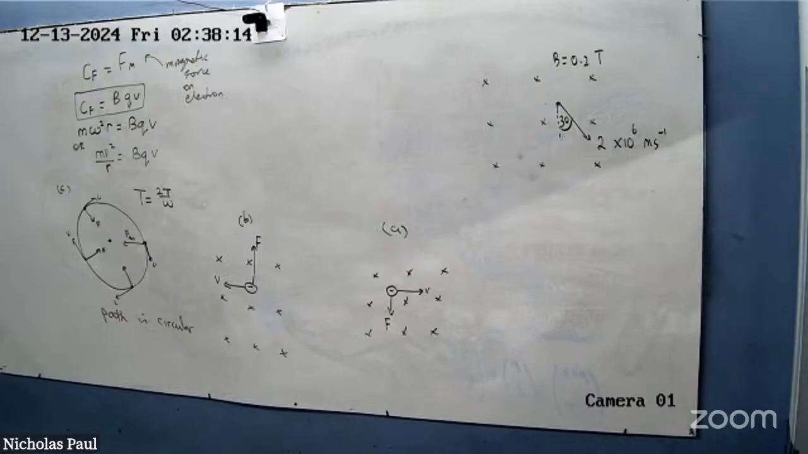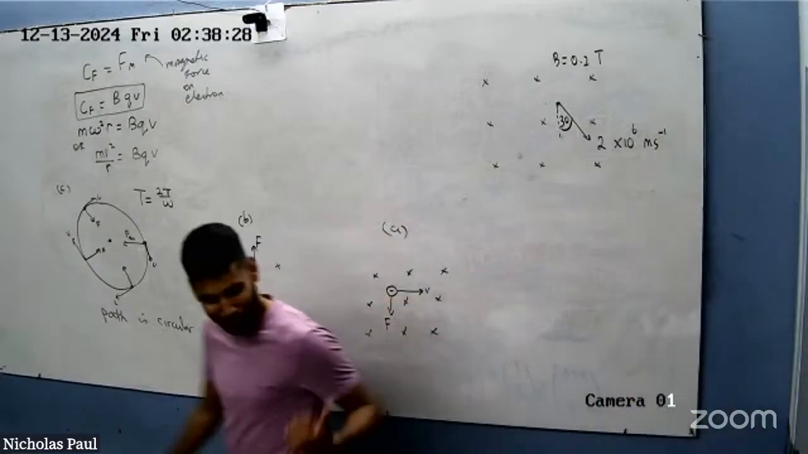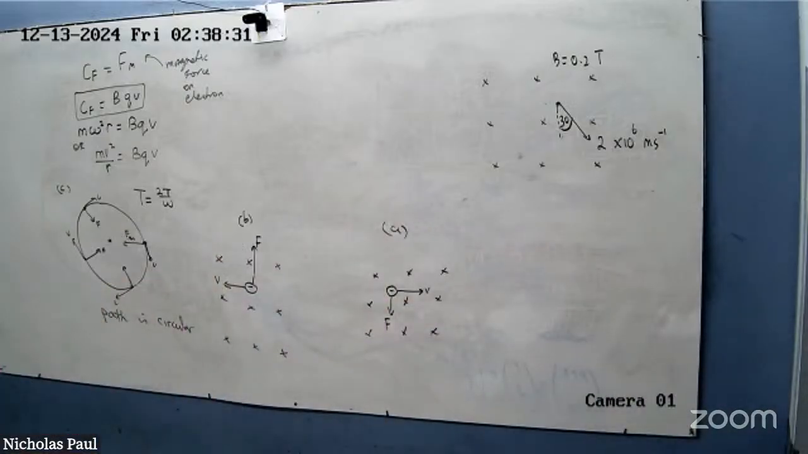Find the period of the orbit. So all they give is the radius and the flux density, and you know the charge is that of an electron, right? The flux density is capital B.